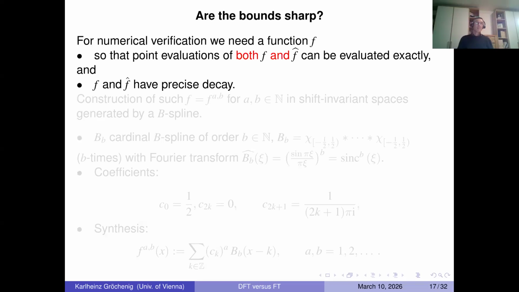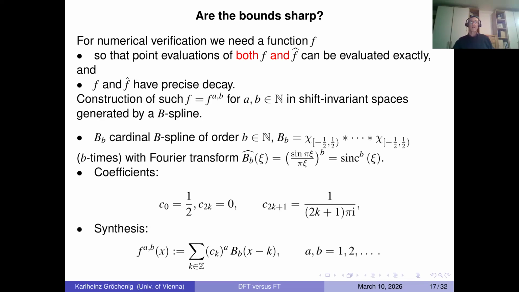Usually you know the function and its decay, but you have a problem with the Fourier transform. You have a Gaussian, well, that's too strong an assumption for our theorem. So we constructed a function in a shift invariant space generated by a B-spline. So I don't know in how much detail I should go through. We take a B-spline of order B. Its Fourier transform decays exactly polynomially to the order B.